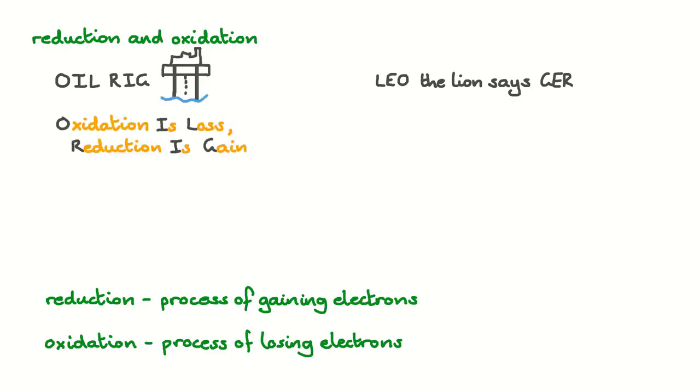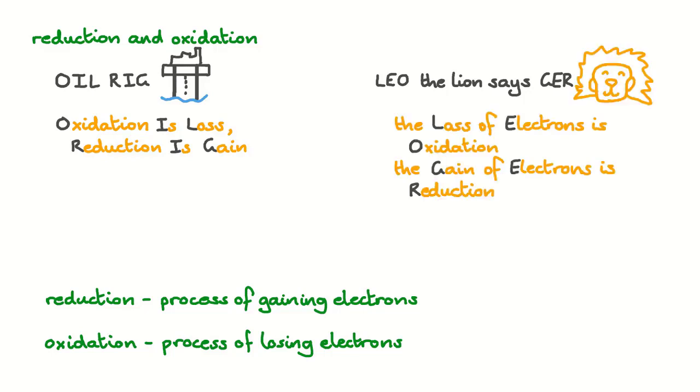OIL RIG expands to oxidation is loss and reduction is gain. And Leo the lion says grr means that the loss of electrons is oxidation and the gain of electrons is reduction. These definitions of reduction and oxidation are useful for atoms and monatomic ions, where we can see the charges. For polyatomic ions and for covalent compounds, we need to use oxidation numbers instead, but that's beyond the scope of this video.